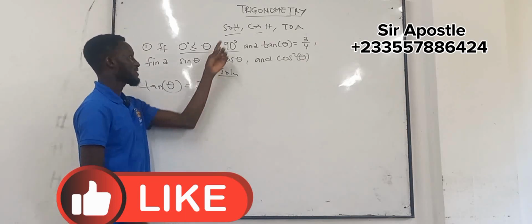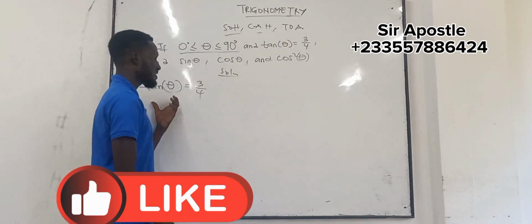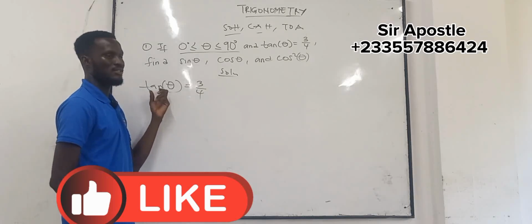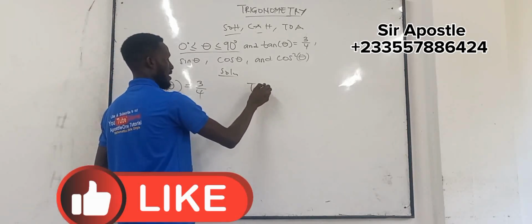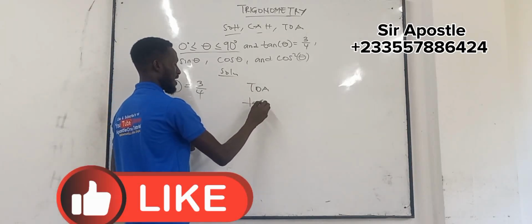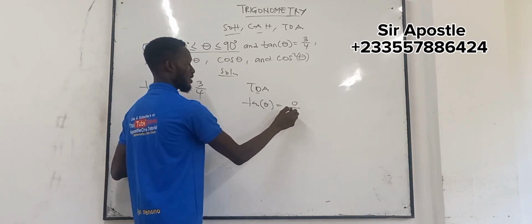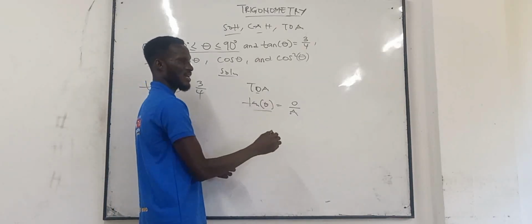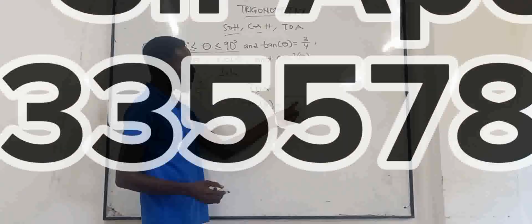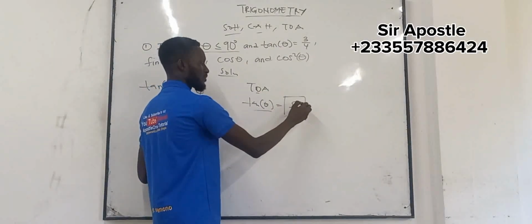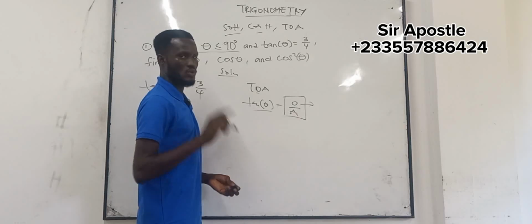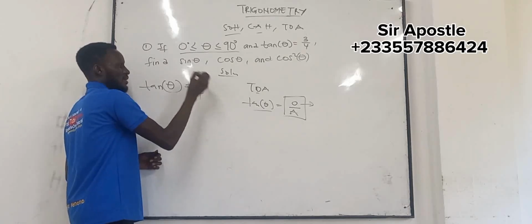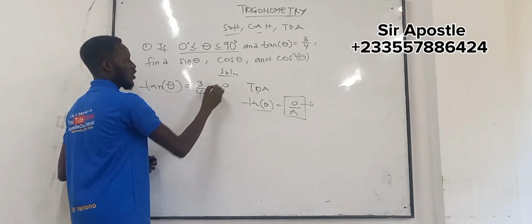Now the SOH CAH TOA is still the same. Looking at this question, the only trig ratio given is the tan. The tan is TOA. And what is TOA? Tan of the angle is equal to opposite over adjacent. It means whenever we have tan equal to a particular ratio, the numerator is always the opposite. So when I consider this one, the numerator here is 3, so this 3 is the opposite.